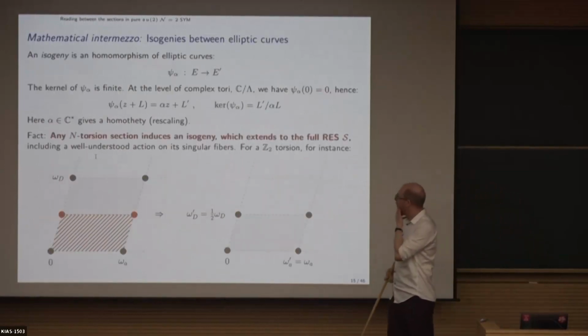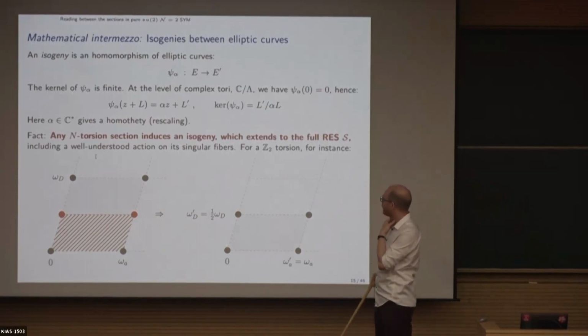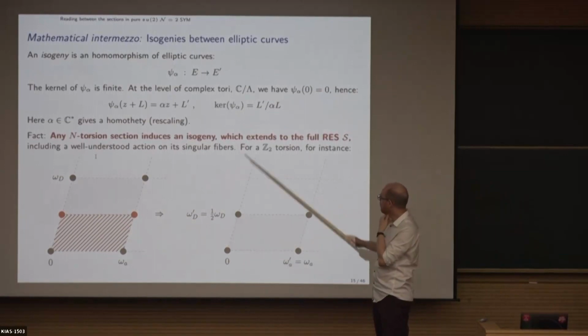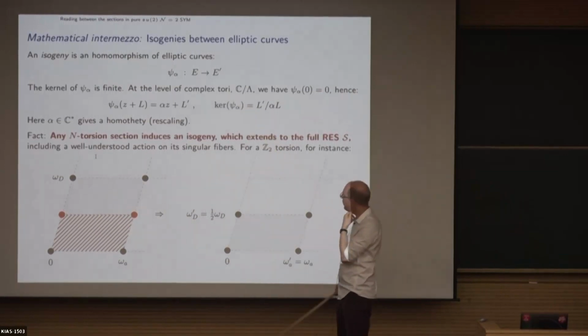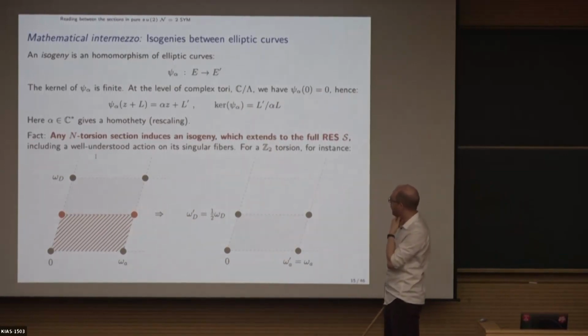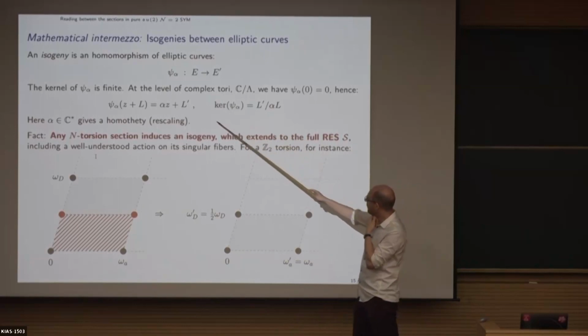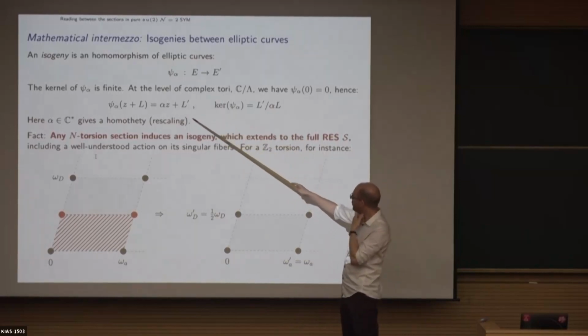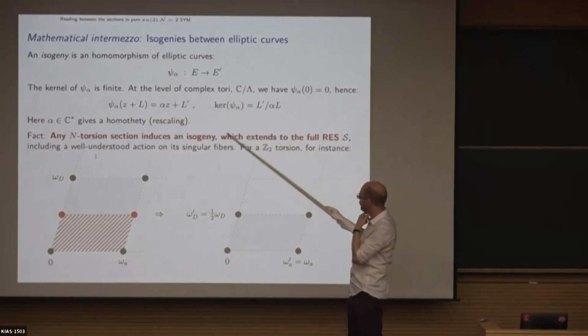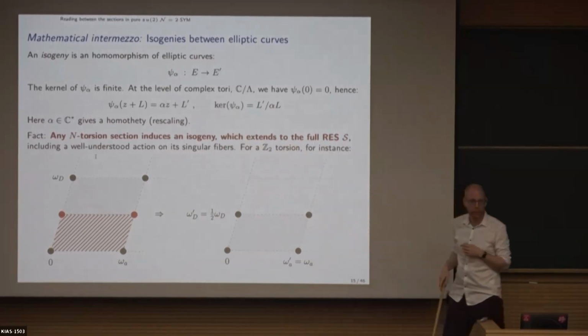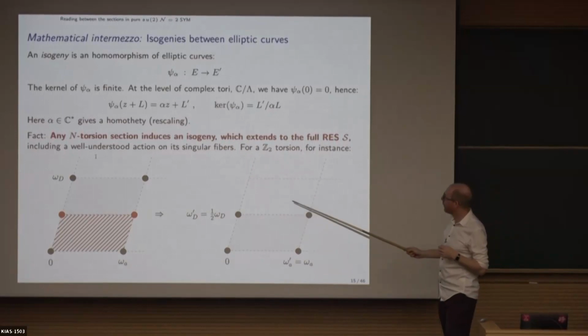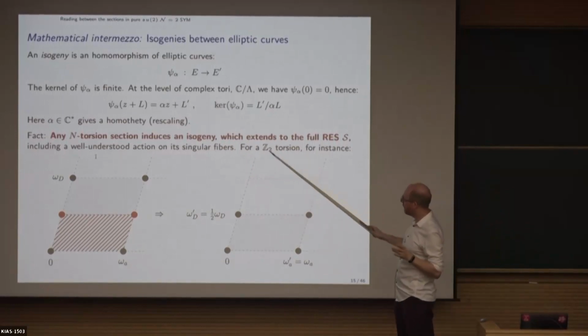Finally, I will need the concept of isogeny, which are homomorphisms of elliptic curves, right? So maps that will preserve the origin, the zero section. The kernel of isogenies is always a finite group. At the level of the complex torus, this is written like this. So there is essentially a potential rescaling by alpha that will be important. And then you just want to map a lattice to a lattice.